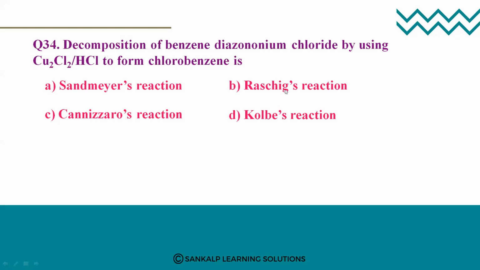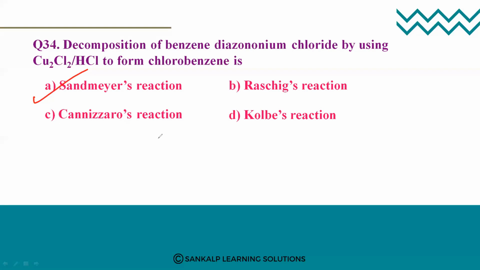Decomposition of benzene diazonium chloride by using Cu2Cl2 in the presence of HCl to form chlorobenzene is... So what type of reaction is it? A, Sandmeyer's, B, Raschig's reaction, C, Cannizzaro, and D, Kolbe's reaction. Okay, I've got one answer, that is A. What about others? And A is the right answer.